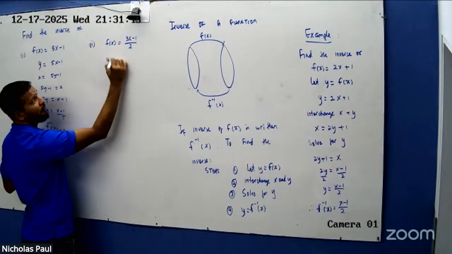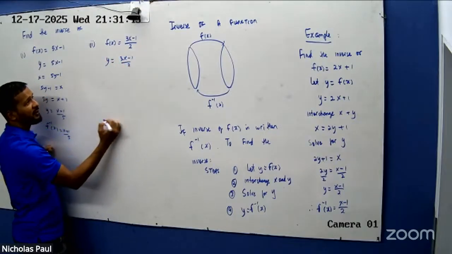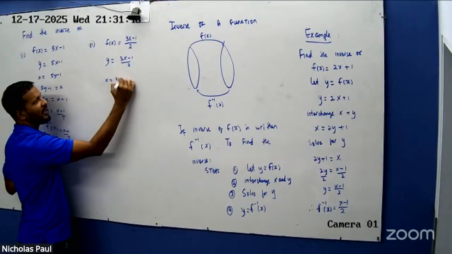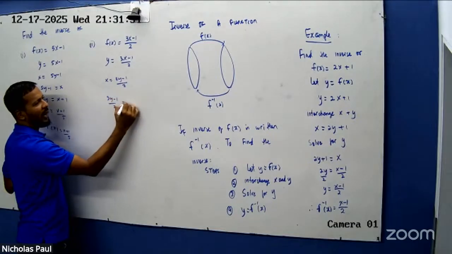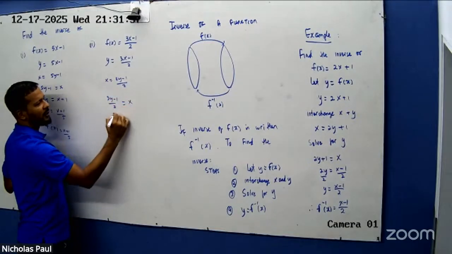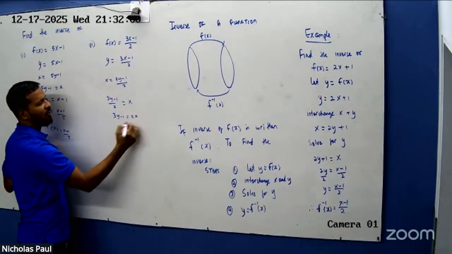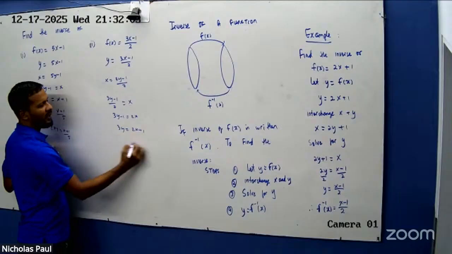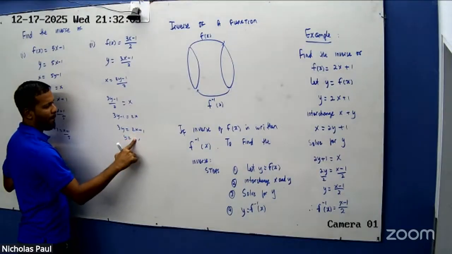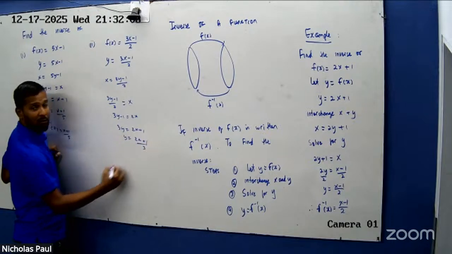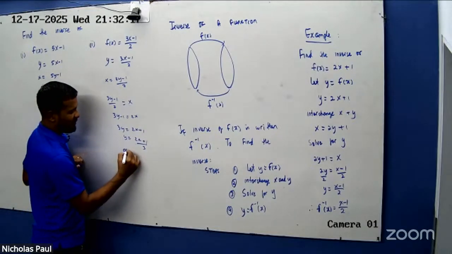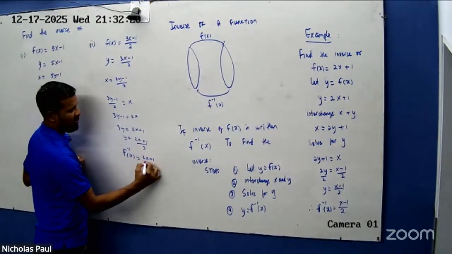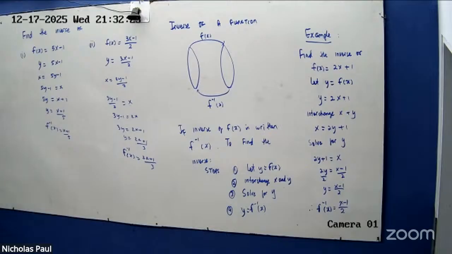Next one here, same principle. y is 3x minus 1 over 2. Interchange x and y, and then you want to solve for y. So you bring the y on the left side, cross multiply, carry across the 1, and then divide by 3. So everything that we did on it, that's how you find the inverse.